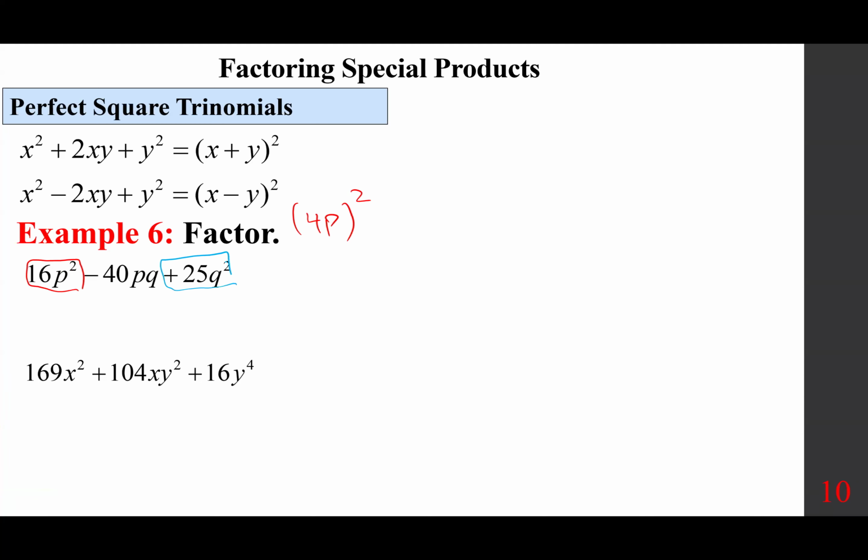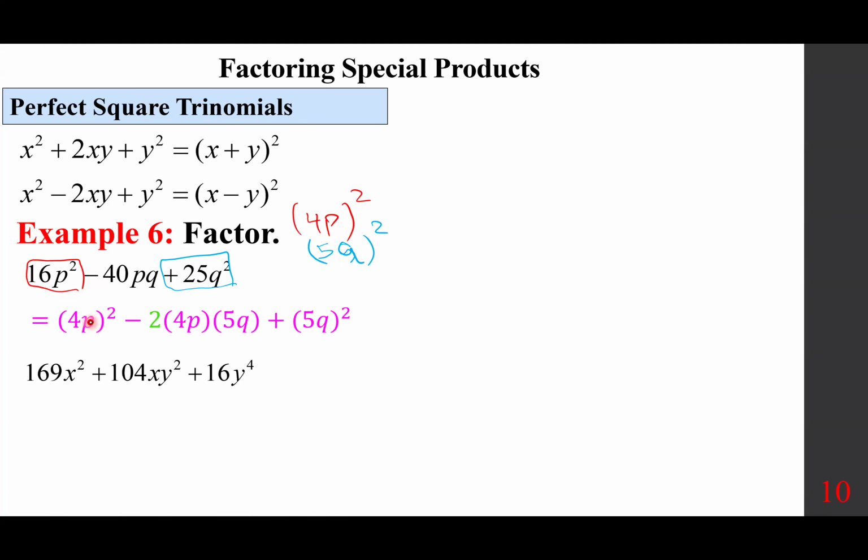We also notice this is a perfect square. Perfect square of what? 5q quantity squared. So most likely, this follows either this one or that one. And you have to check. And the way you check is this. If I multiply 4p by 5q by 2, 4 times 5, 20pq times 2, I get 40pq. If it's a positive value, I go with this one. If it's a negative value, I go for this one.